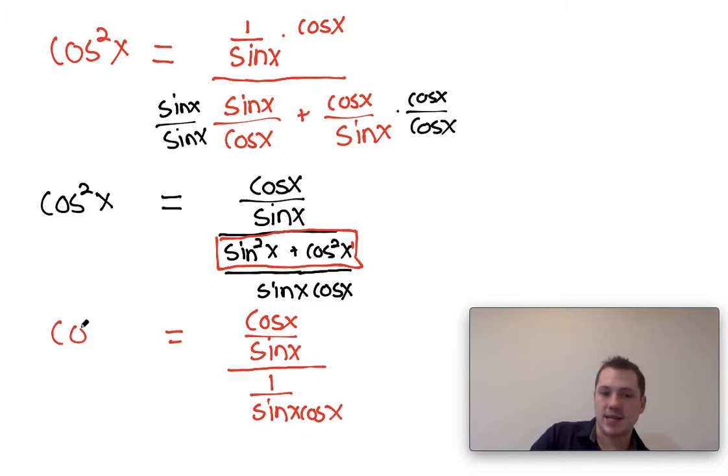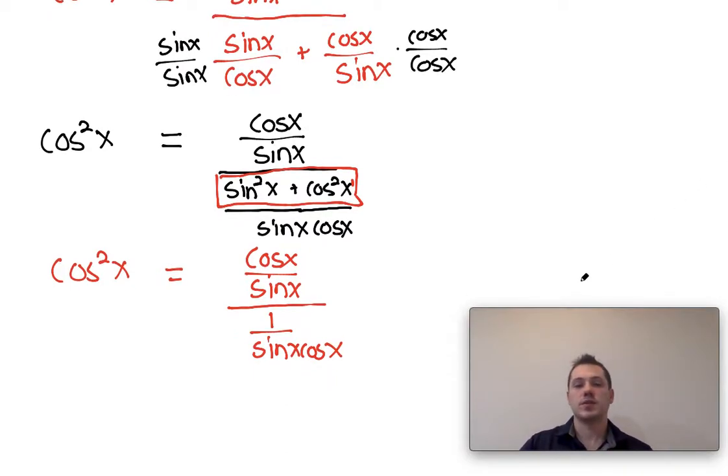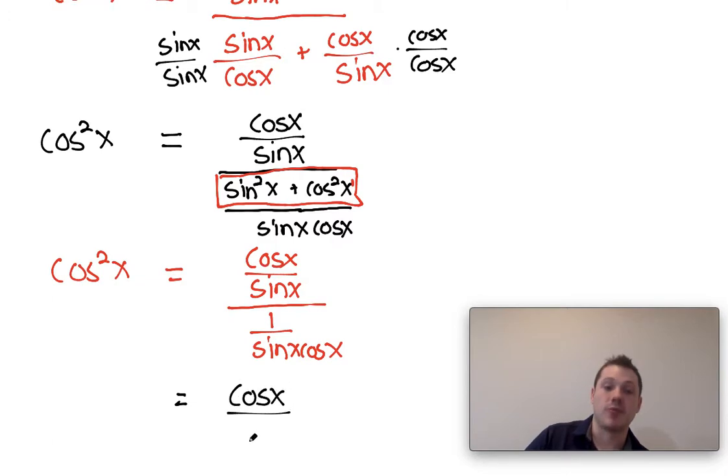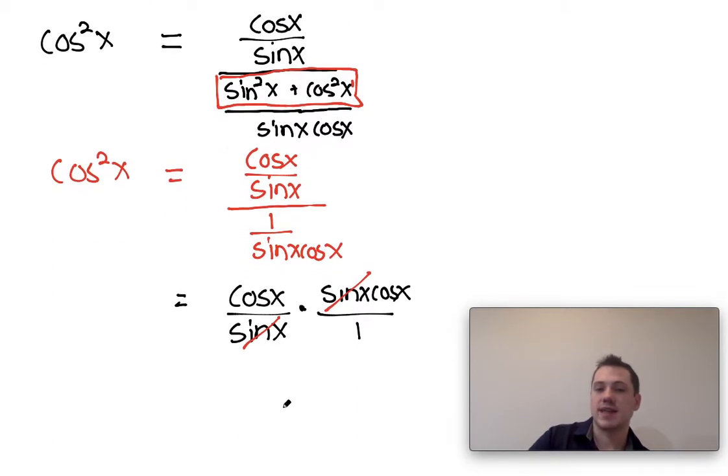If you remember back to Algebra 2, dividing by a fraction is the same as multiplying by the reciprocal. So this right side, cosine of x over sine of x, divided by 1 over sine x cosine of x, can be written as cosine x over sine of x times sine x cosine x over 1. I can cross simplify the sine of x's out, and I see that I just have cosine of x times cosine of x, which is cosine squared of x.